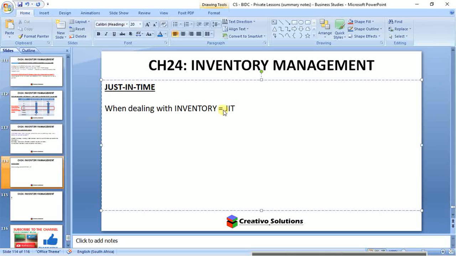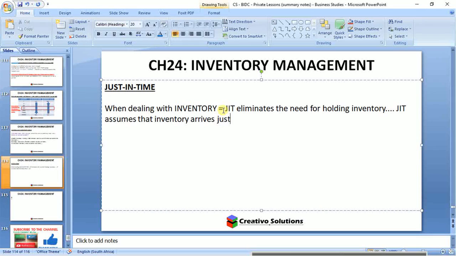JIT eliminates the need for holding inventory. JIT assumes that inventory arrives just in time, i.e. just before it's required. That's what you're looking at. And that's just in time.